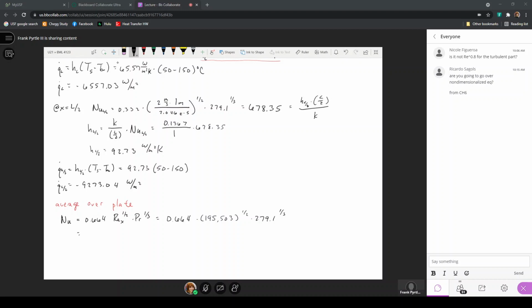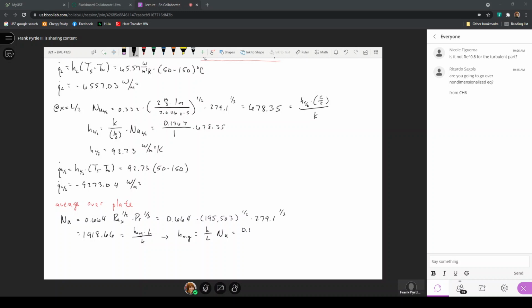So the average Nusselt number is 1,918.66. Again, that's a dimensionless quantity. With that Nusselt number defined, this is equal to the average heat transfer coefficient times the length, at x equals L, divided by the thermal conductivity. So the average heat transfer coefficient would be k over L times that Nusselt number.